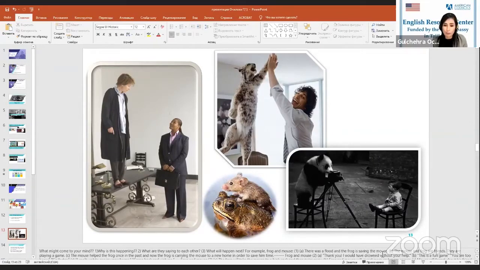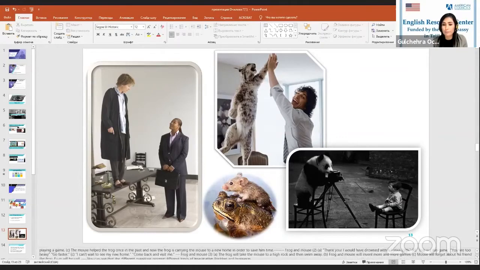The frog and mouse, thank you. So I would have drowned without your help. This is fun game. You are too heavy, go faster. So I can't wait to see my new home. Come back and visit me.